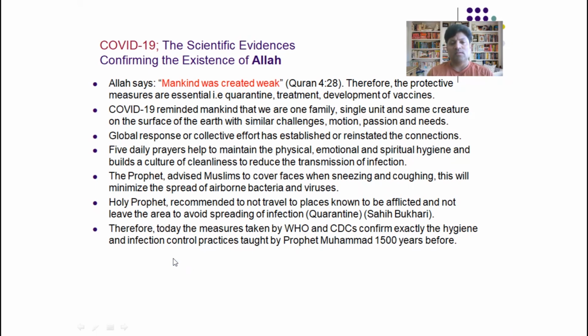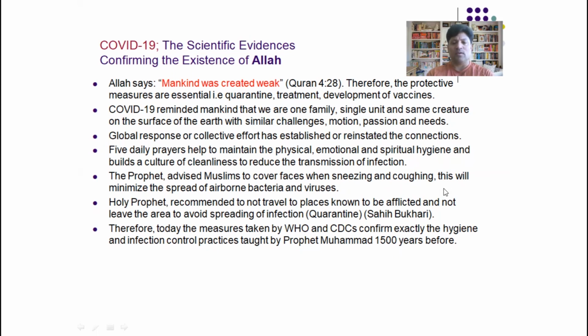The global response, the collective effort, has established or reinstated the connection between different nations and countries. Five daily prayers help to maintain physical, emotional, and spiritual hygiene and build a culture of cleanliness to reduce the transmission of infection. The Prophet advised Muslims to cover the face when sneezing and coughing. This will minimize the spread of airborne bacteria or viruses.